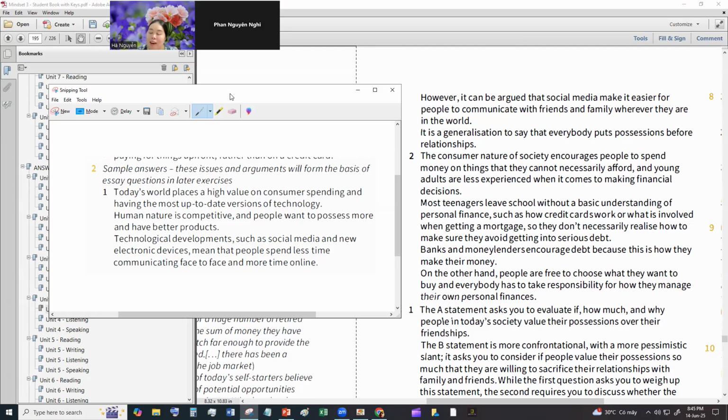Well done. Okay, so statement two: managing personal finances should be taught in secondary school. So that's statement two. Can you tell me the ideas that support statement two?